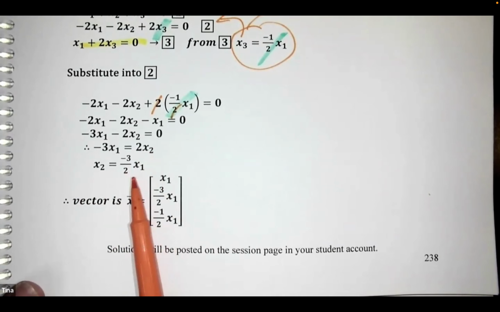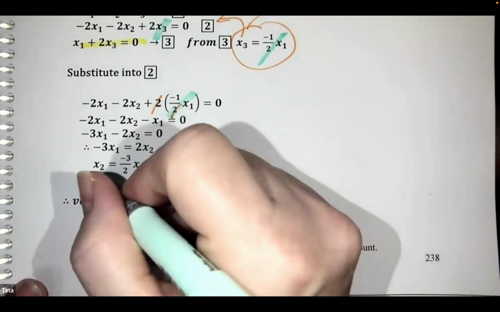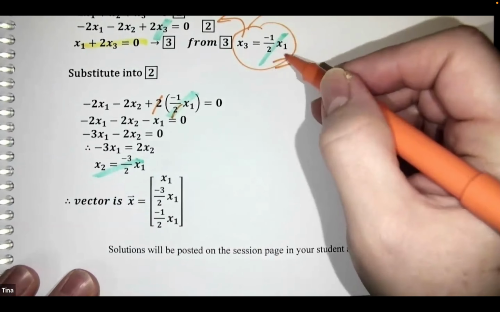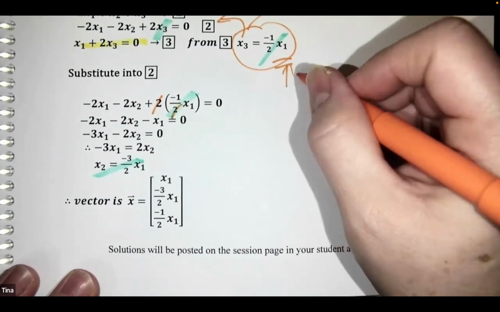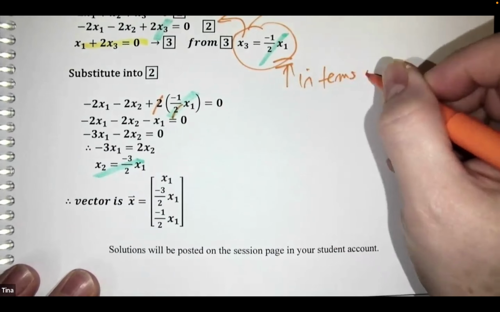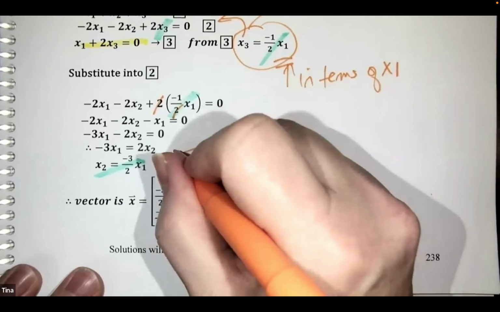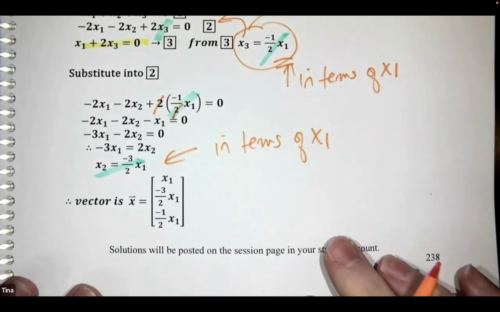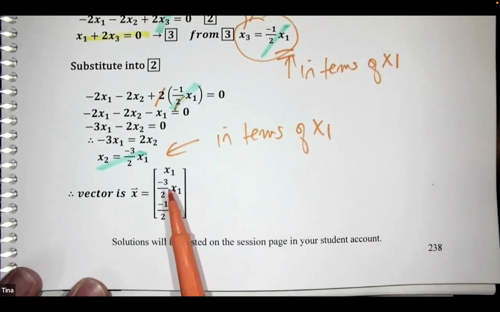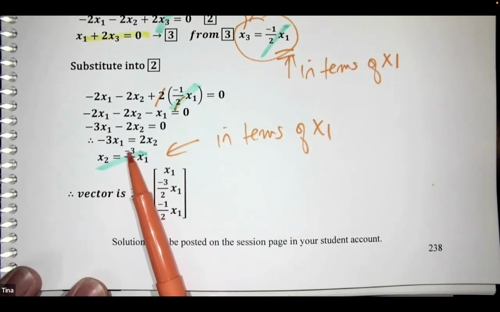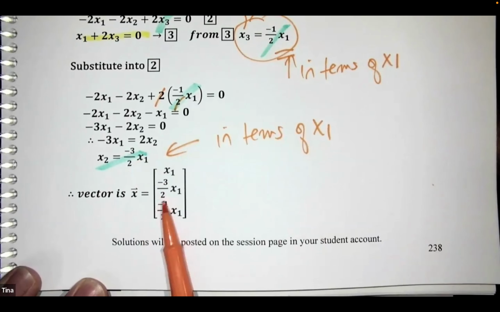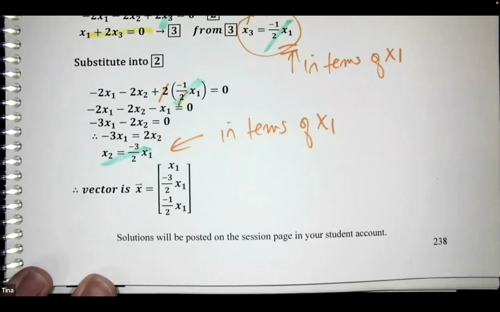And then we can solve for either one. I solve for x2 in terms of x1. The reason why I picked to solve for x2 instead of x1 is see how x3 is given in terms of x1? And so x2 is in terms of x1 as well. So then what's my vector? x1, x2 is going to be negative 3 halves x1, and x3 is negative 1 half x1.